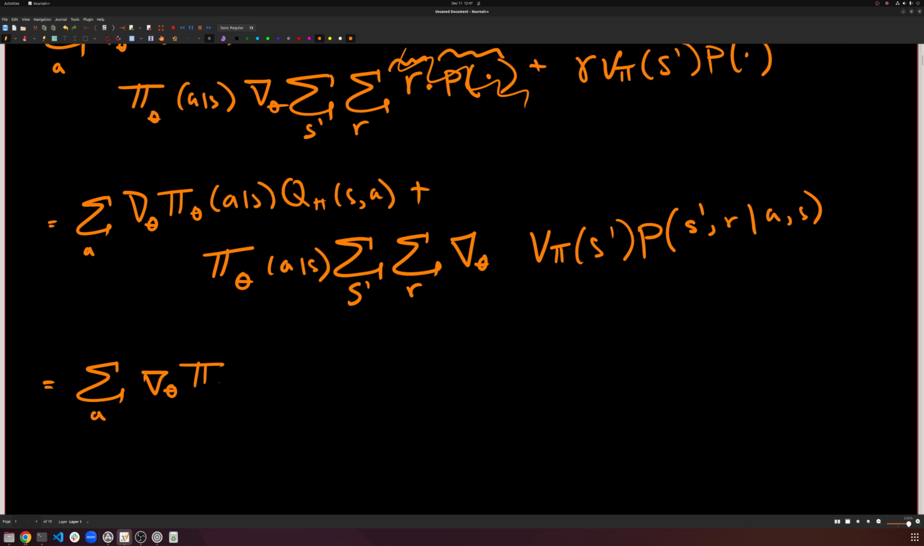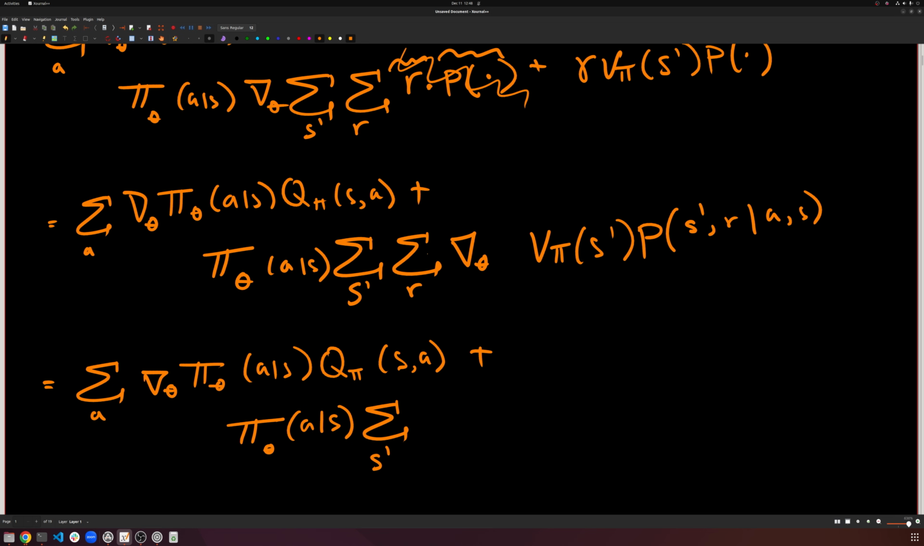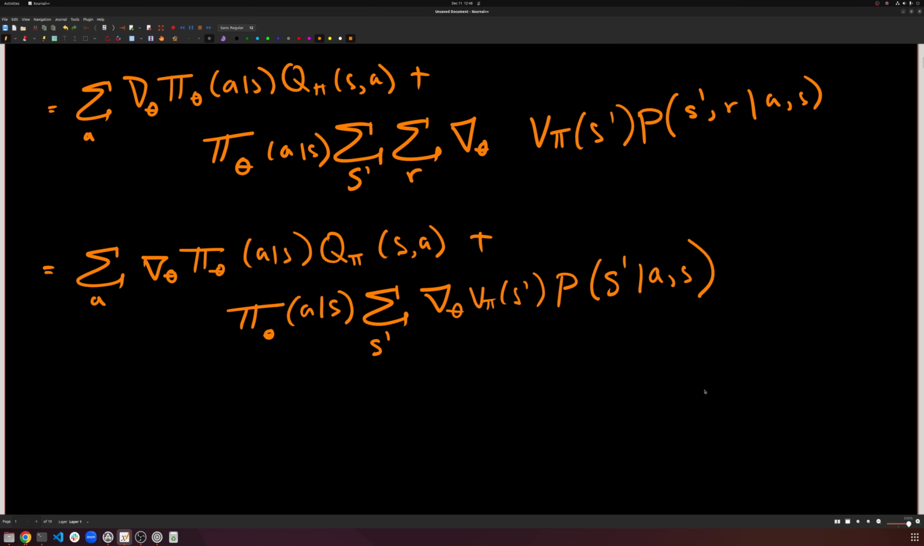the derivative of, again, all of this stuff, A given S, Q pi, state action, plus, and then we have the pi, again, action given state, and then we have the sum over just the next state. We're actually doing the sum, and we'll be left with the derivative of our value function of S prime, and then the probability will just be S prime given a, S. So we've just summed over that R because, as far as the derivative is concerned, it's just a constant. It's provided by the environment, so it has nothing to do with the parameters of the model.